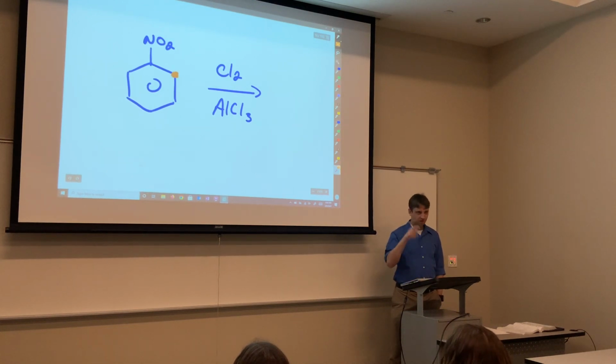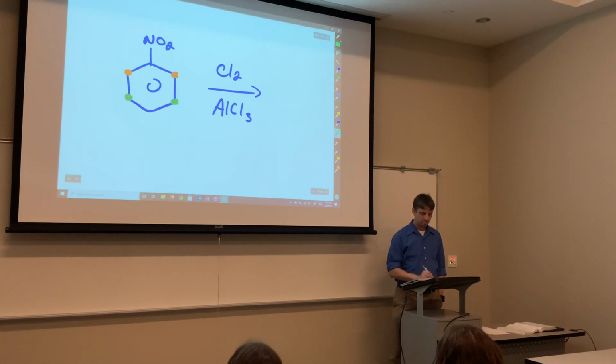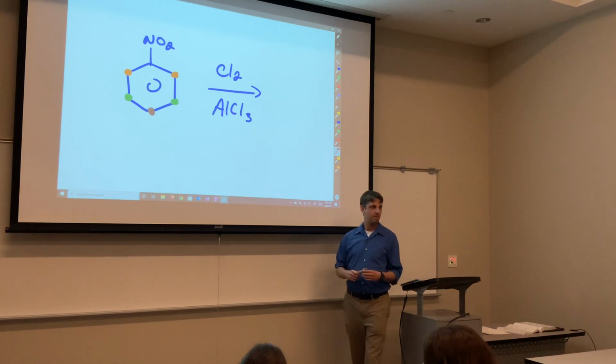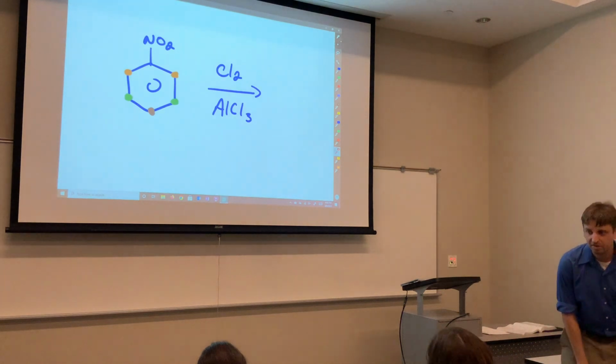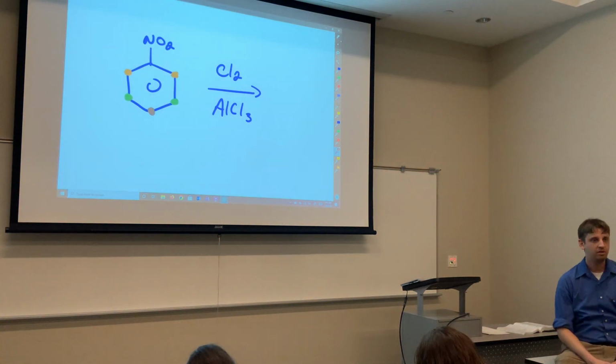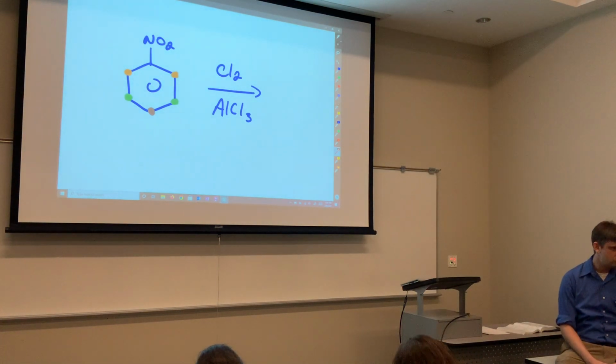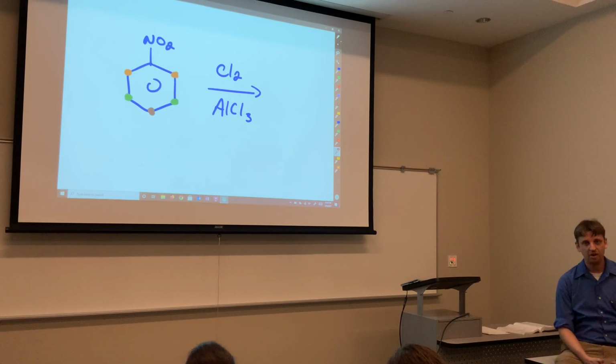Right? So just moving clockwise, or counterclockwise. You guys see how both those oranges are the same, right? Yes? If I add something to either of the orange carbons, that would be the same product. That would be my ortho substitution. If I added to either of the green, I would end up making the same product. That would be a meta substitution. If I added to the black, it would be para substitution.